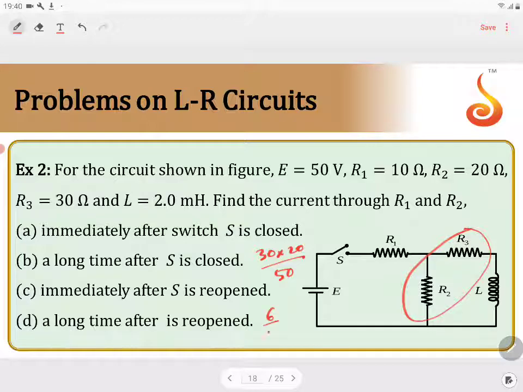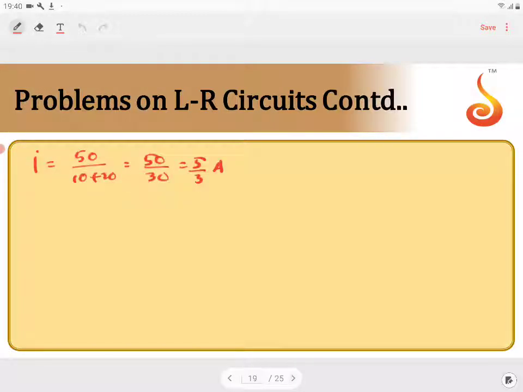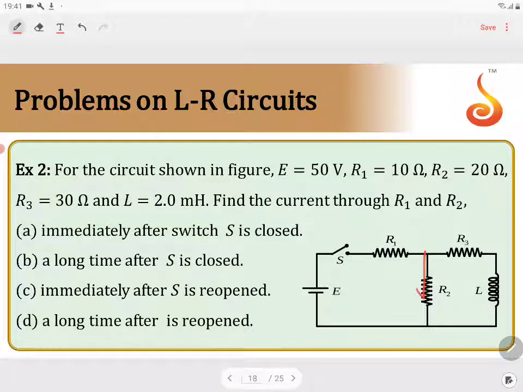So it is 60 by 5 ohm, or 12 ohm. So 12 ohm is in series with R1, that is 10. So the total resistance is 22. Now the current I dash is equal to total EMF by total resistance, 50 by 22 ampere. Now this current will split between R2 and R3.